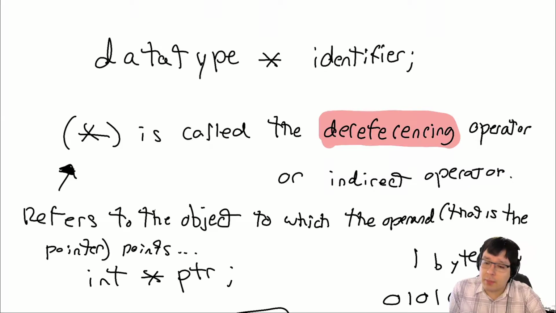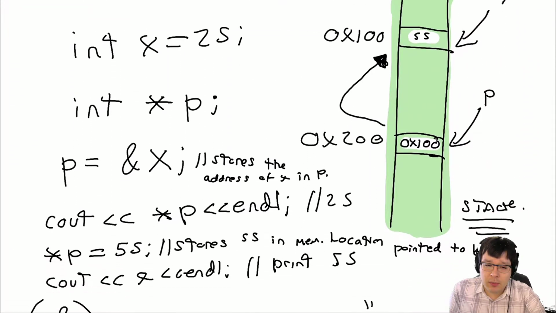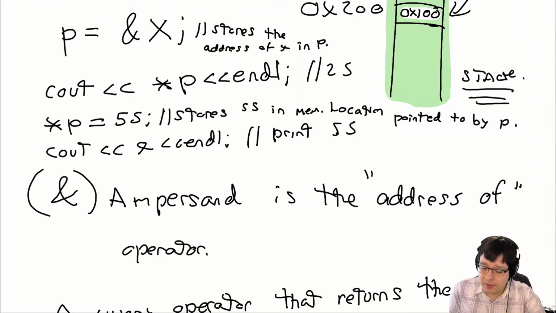There are two major operators that you use when dealing with pointers: the dereferencing operator, which is the asterisk, and the address of operator, which is the ampersand. You use both of these operators with pointers to either get the address of a variable and save it to a pointer, or, once you have an address in a pointer, to access the contents of that address with the dereference operator.